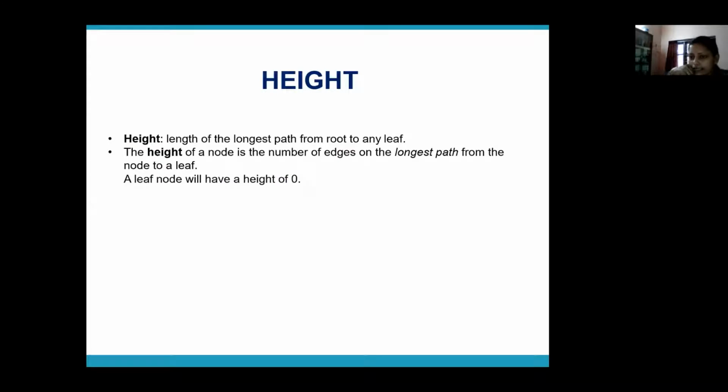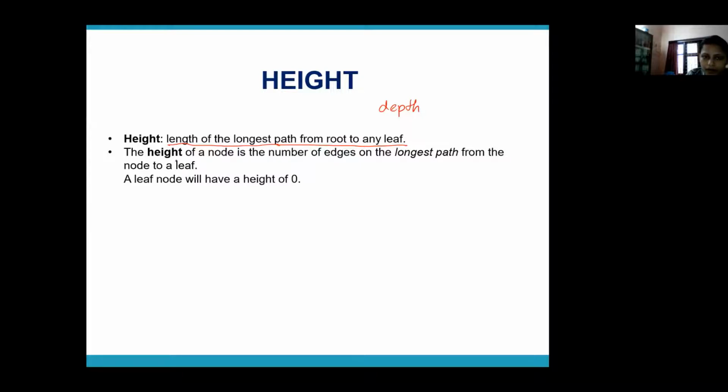Now the next term is height. Height means, look at the definition: length of the longest path from the root to any leaf. Keep in mind this definition because this is often confused with the term depth. Just have a look at this definition. Don't confuse it. It is the length of the longest path from root to any leaf. Longest path. Keep that term in your mind.